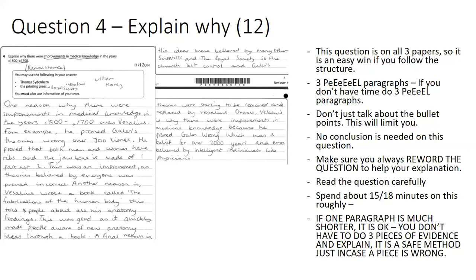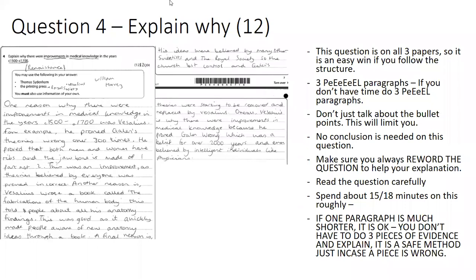So the question that came up last year was: explain why there were improvements in medical knowledge in the years 1500 to 1700. This candidate here very cleverly identified Renaissance, and in the little box they've done a little plan. They've written about what they're going to talk about. This is an example of one of their paragraphs, and it said one reason why there was improvement in medical knowledge in the years 1500 to 1700 was Vesalius. Vesalius is not in these bullet points, they're talking about their own thing.